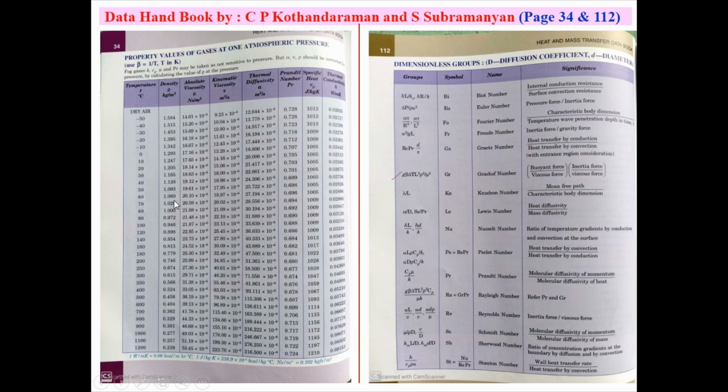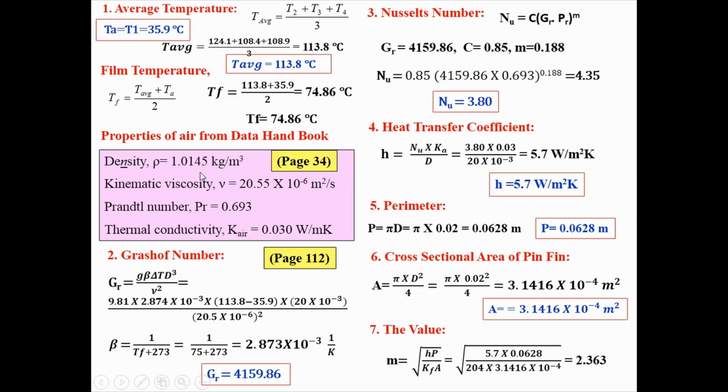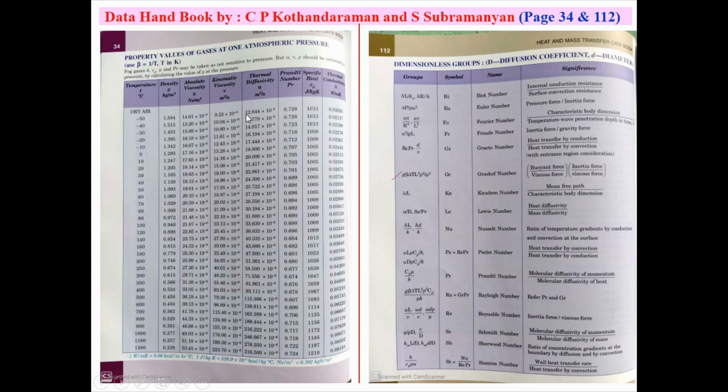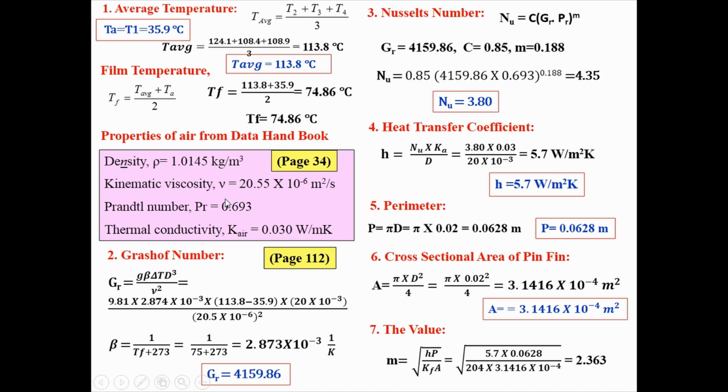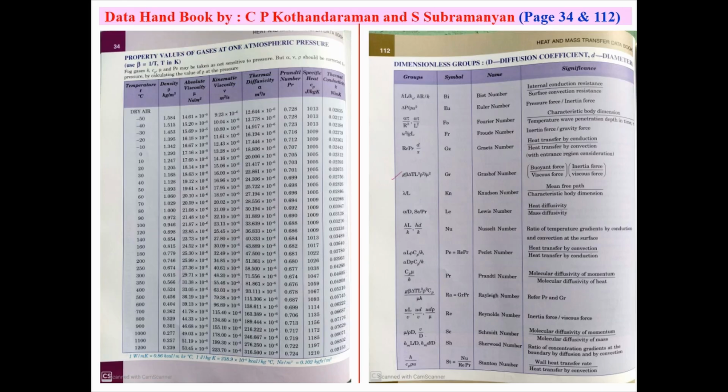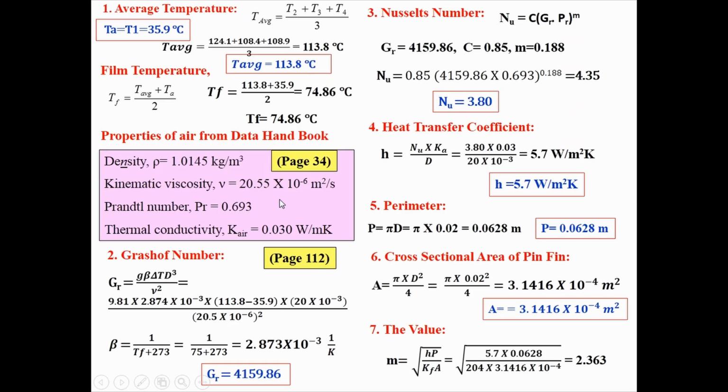You will get some properties of the air here. That properties of air I have written here. That is, density of the air at film temperature, 75 degrees Celsius, is 1.0145 kg per meter cube. Kinematic viscosity at temperature 75 degrees Celsius is 20.55 into 10 to the power of minus 6 meter square per second. Prandtl number also you can get here, at the particular temperature, I got it here 0.693.